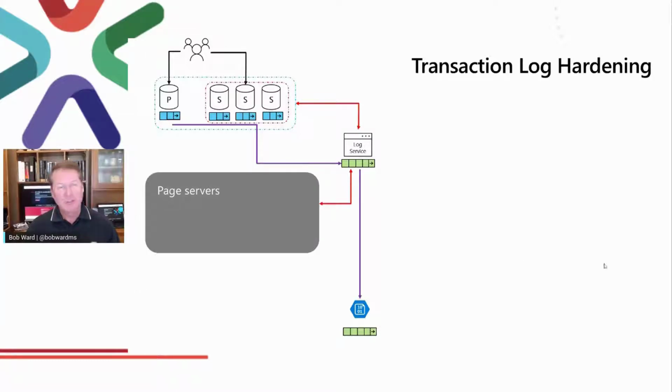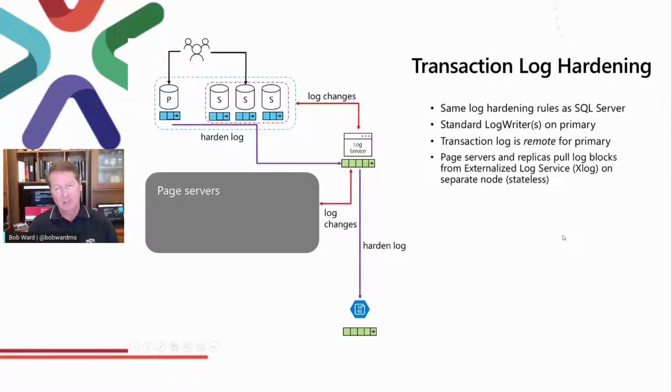So in a normal SQL Server, when you write to the transaction log, you write typically to a local file. In the case of Hyperscale, let's focus on these arrows and talk about log hardening and log changes. For hardening, or flushing the log, for SQL Server, the same rules apply for the WAL protocol and for commits and so forth, but the log is remote from the primary. The transaction log doesn't actually exist in the primary node, it's remote. Hence this purple diagram here pointing to what's called the log service.